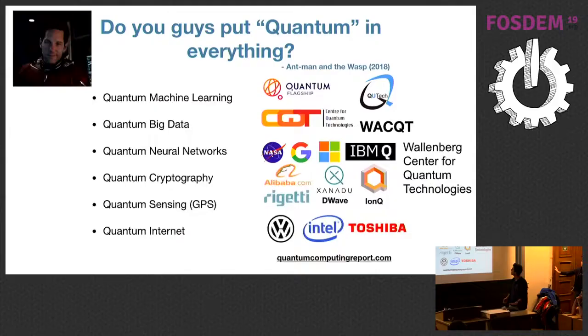This is something that I like to start with whenever I talk about quantum physics and quantum computing, because this is a quote from the movie Ant-Man, where he's frustrated because he's not able to understand all this quantum talk, and asks, do you guys just put the word quantum in everything? But technology is getting rapidly transformed by quantum, and we have all these new fields which are emerging. Along with that, you have a lot of players who are trying to develop this technology. You have the big guys, Google, IBM, some of the talks here. You have intermediate-sized companies, and then you have even traditional companies like Intel, which is collaborating with universities to develop chips.